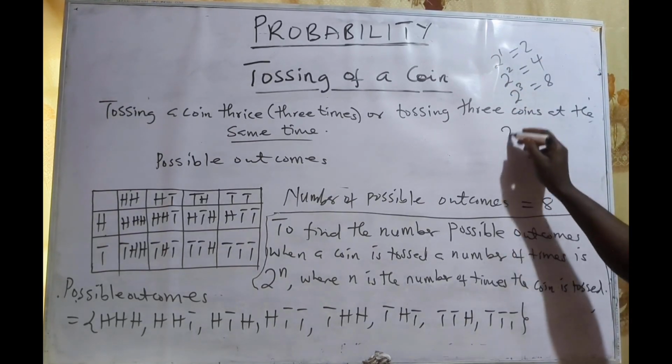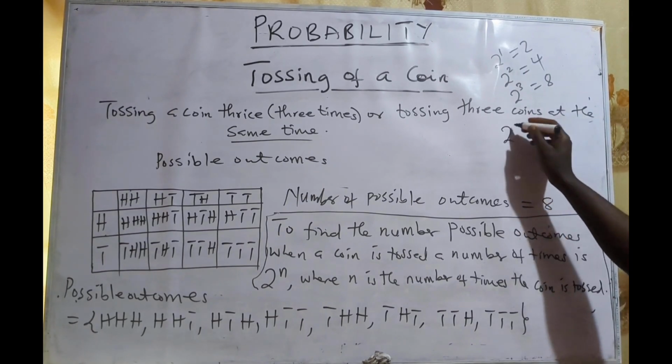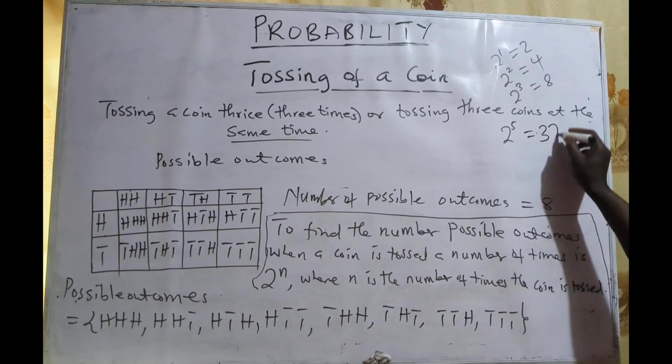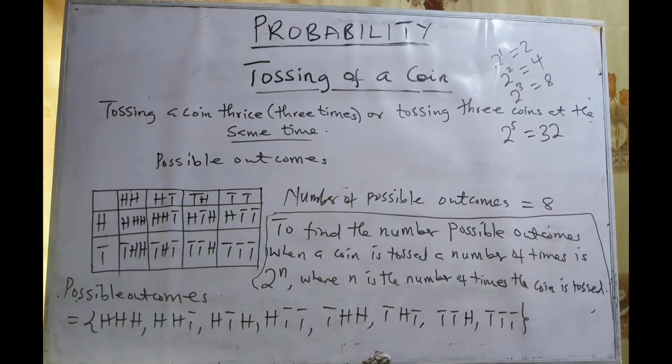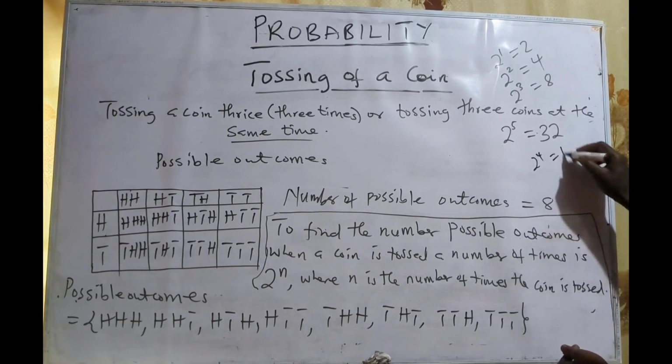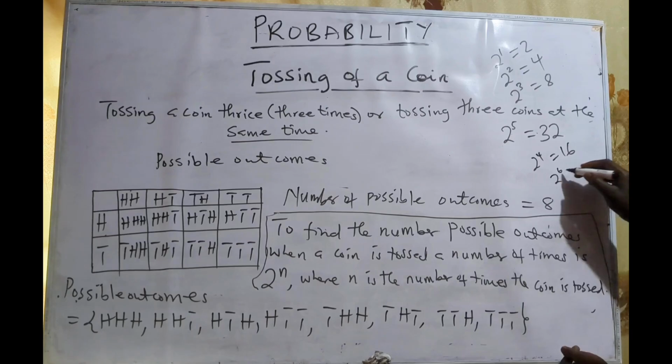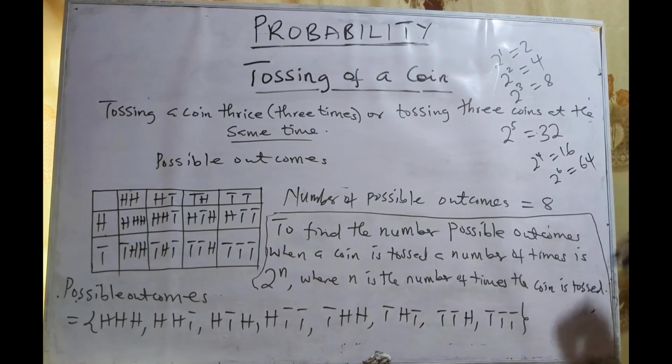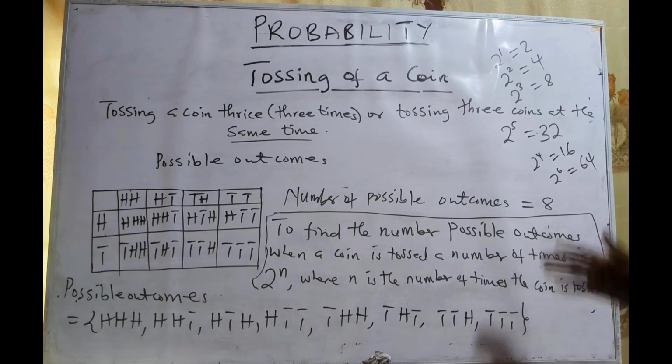If the coin is tossed, let's say, 5 times, the number of possible outcomes will be what? Will be 32. 2 exponent 5. If it is tossed 4 times, it will be 16. If it is tossed 6 times, I think that one will be 64. Alright, and so on. Okay, so take note of this.